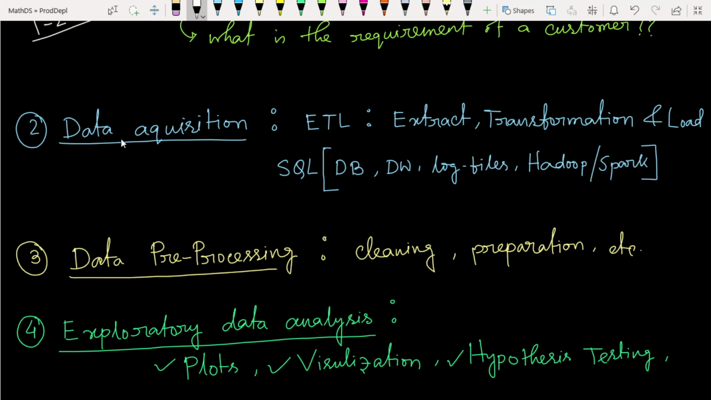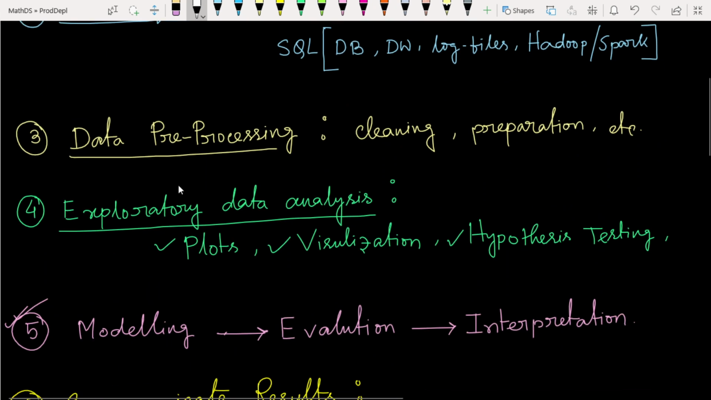What kind of data do we actually need to solve this problem? So, data acquisition. There are various techniques to acquire the data. When we discuss the case study, then we will learn them. Now, after acquiring the data, we need to pre-process it.